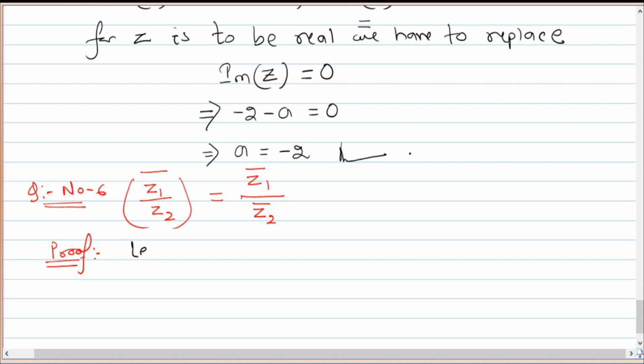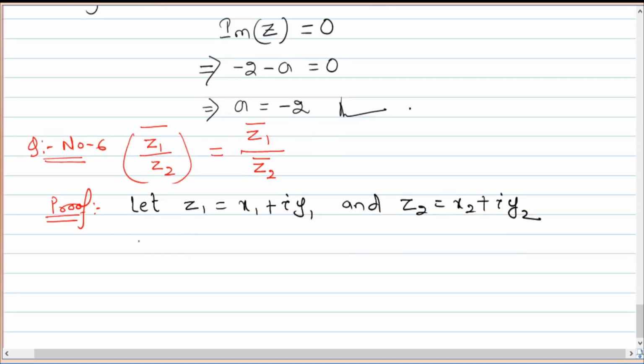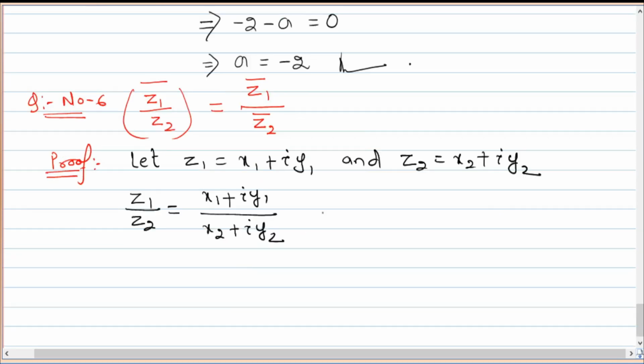Now your supposition: let z1 is equal to x1 plus iy1 and z2 is equal to x2 plus iy2. So likewise the supposition should be there. Then you have to find z1 by z2, that is x1 plus iy1 divided by x2 plus iy2. So the denominator, to express it in a plus ib form, what will we do? Multiply the numerator and the denominator, that is x1 plus iy1 whole into x2 minus iy2.